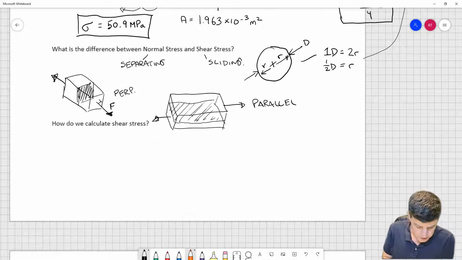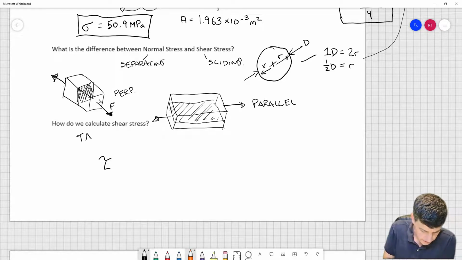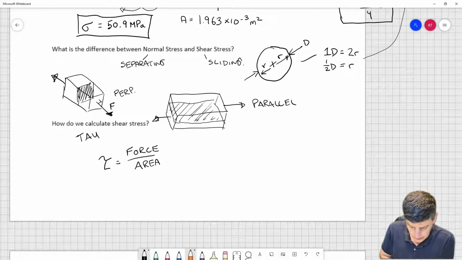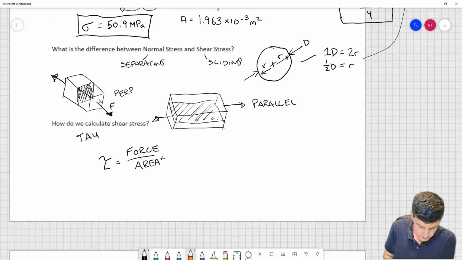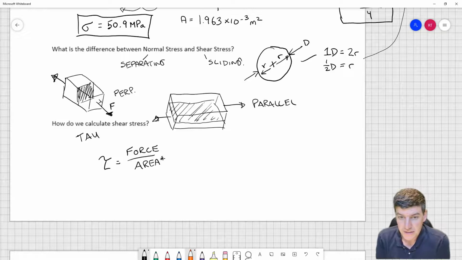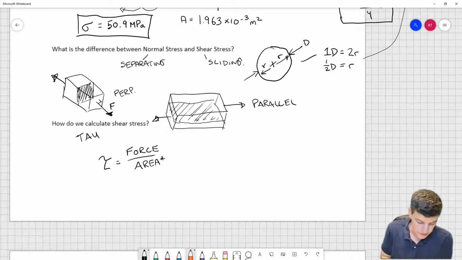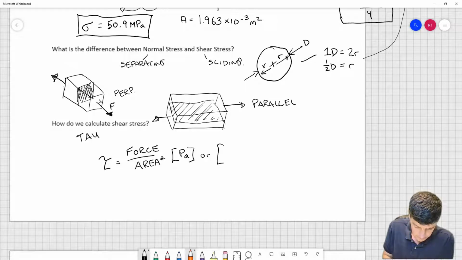Okay, how do we calculate shear stress? Well, tau, which is a Greek character, is the symbol I use for shear stress, and that is the force over an area. Again, just be careful because that area is going to be different than the area that we might have considered for a normal stress. Okay, units: pascals, which is also a Newton per square meter.